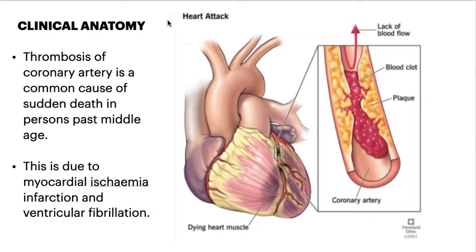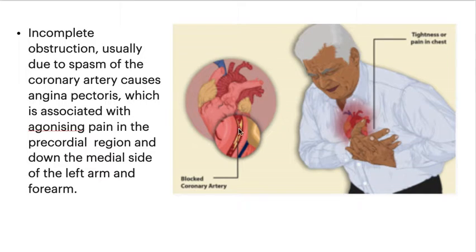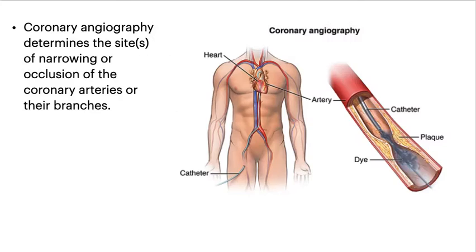Now, thrombosis of any coronary artery is a common cause of sudden death in persons past middle age. This is due to myocardial ischemia, infarction, and ventricular fibrillation. Incomplete obstruction, usually due to spasm of the coronary arteries, causes angina pectoris, which is associated with agonizing pain in the precordial region and down the medial side of the left arm and forearm.